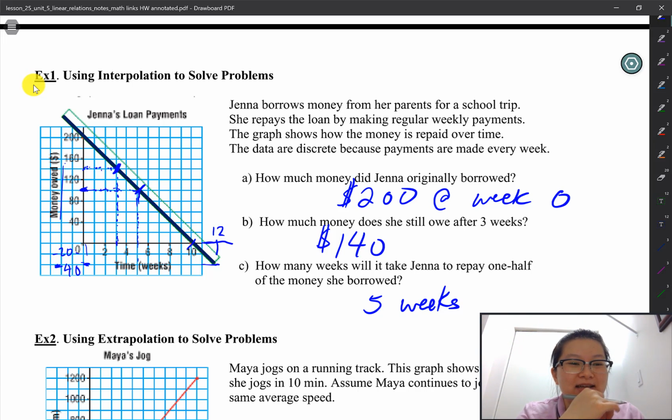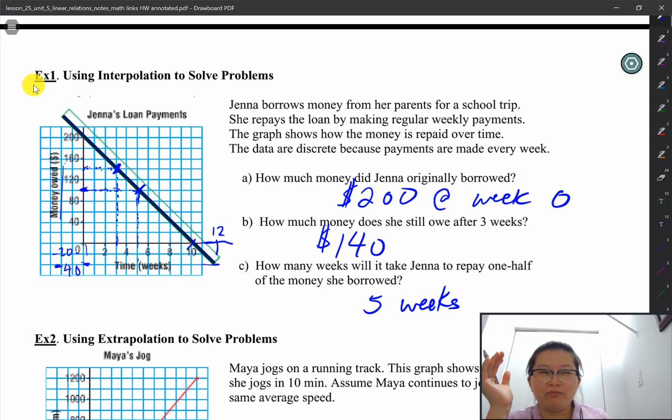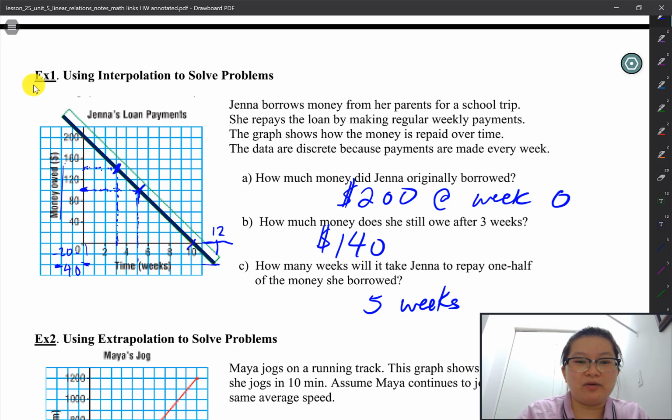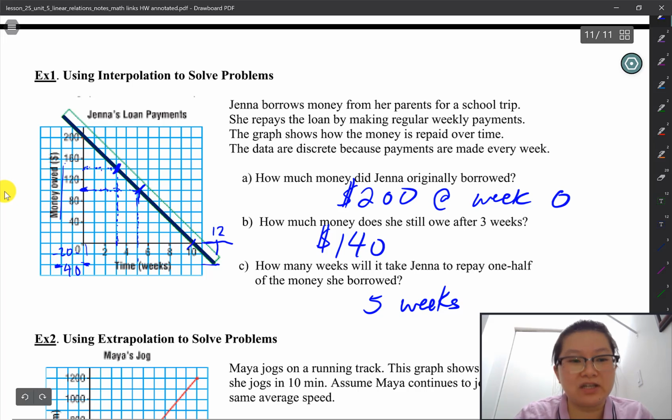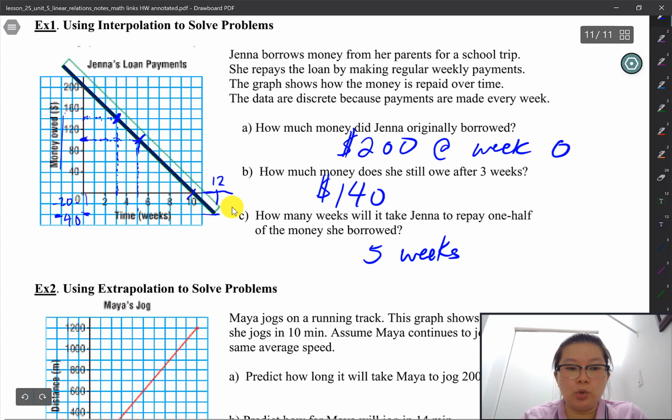If you think it doesn't make sense, you do have a point there, because it doesn't say anywhere in the question that Jenna borrowed more money than $200. So it's almost as if the money that she owed started off at 0 weeks and it kept moving from there. It doesn't make sense for time to go backwards, because she borrowed no other sum of money from her parents. So this is the type of thinking you want to do when you're interpreting your graphs. Okay, so that was interpolation for you.